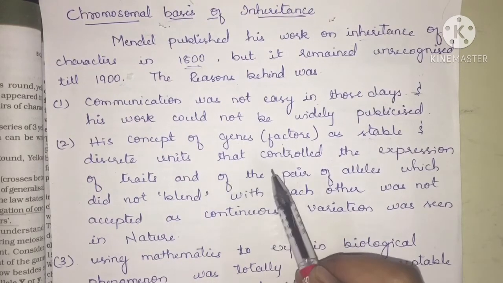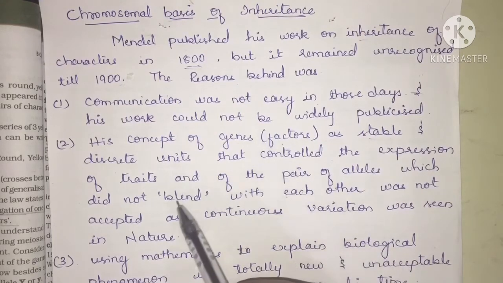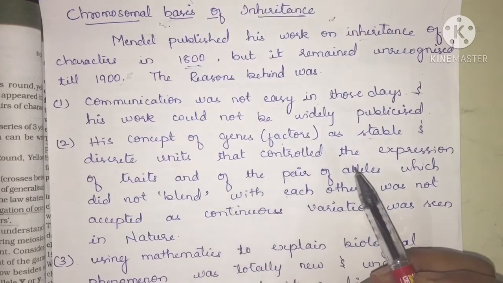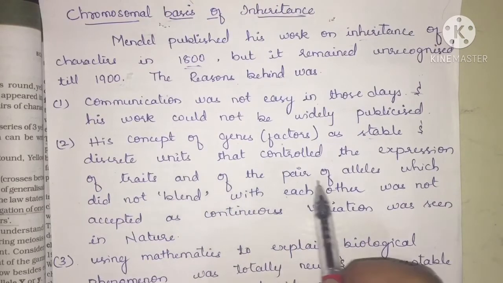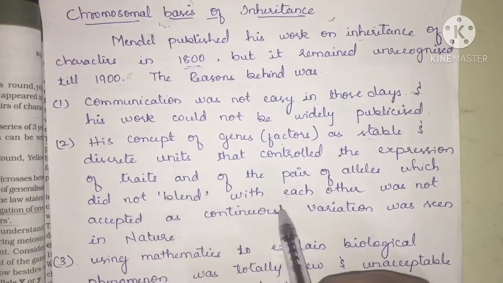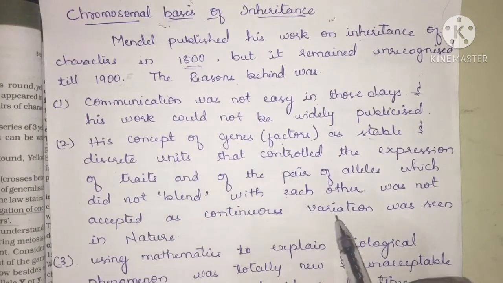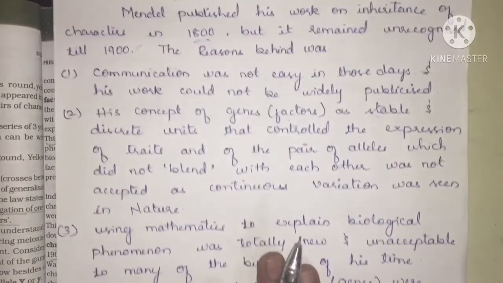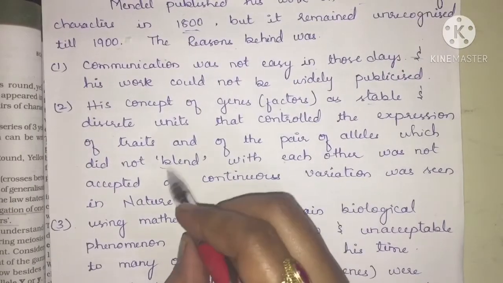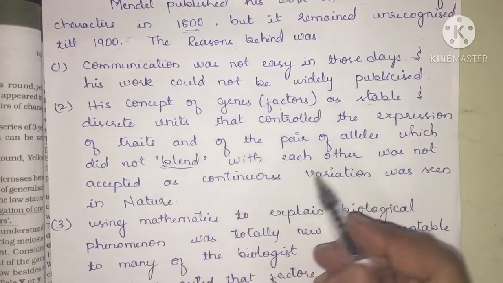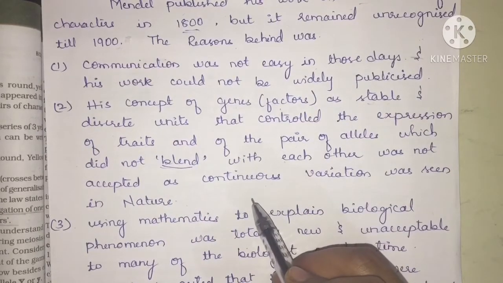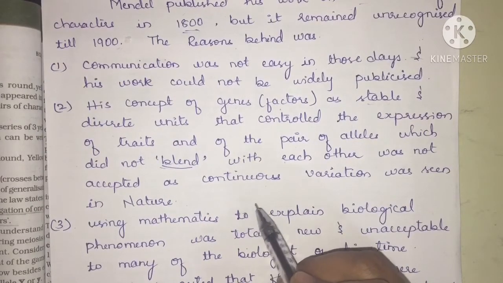That was not given by Mendel. He has not talked about it because he was not knowing about it. The pair of alleles which did not blend with each other was not accepted, as continuous variation was seen in nature. Why was it not accepted? Because he has not talked about blending, so it was not accepted by many of the scientists who have not accepted this.